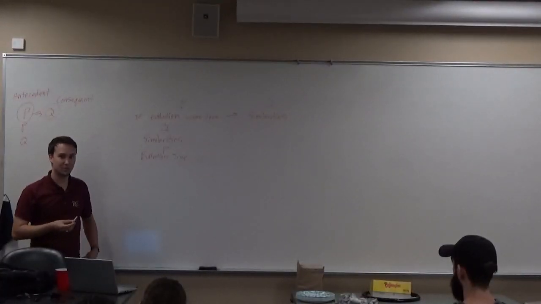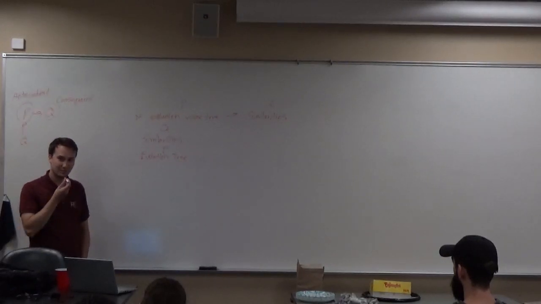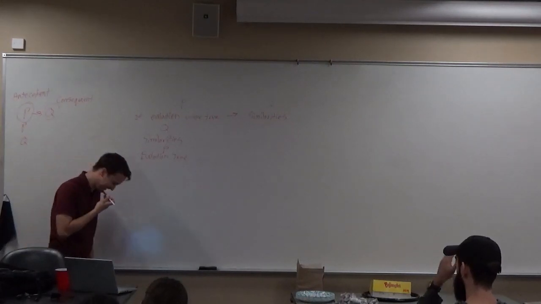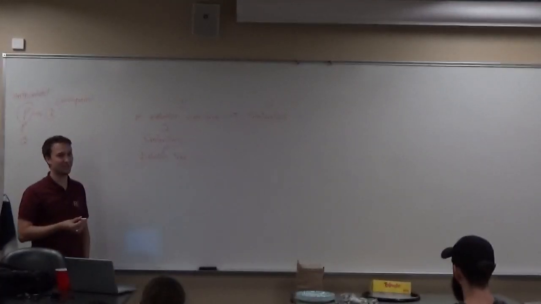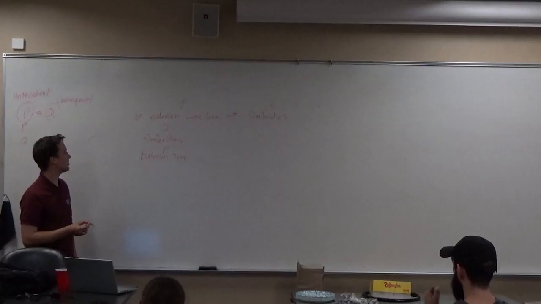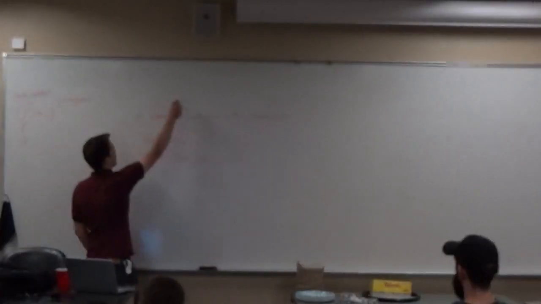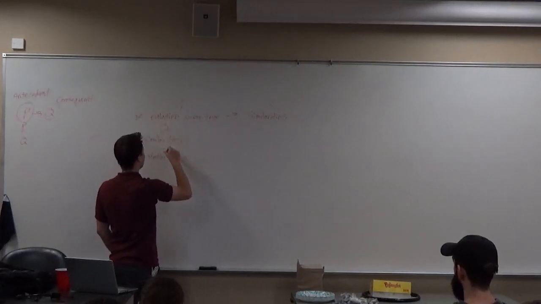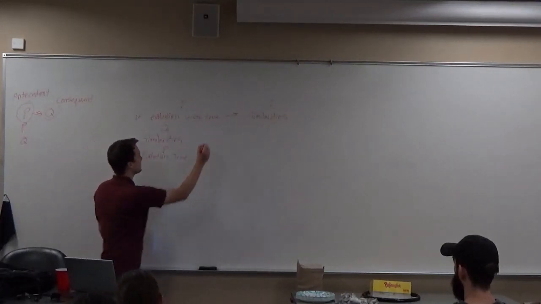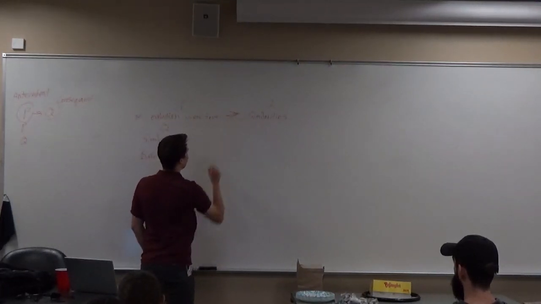This is similar to denying the antecedent. Anyone care to guess what this is called? Not denying the antecedent. True, but not quite true. Affirming the consequent. So rather than denying this and then saying not Q, you're saying, well, Q is true, and so therefore P is true. So you're reversing this if-then arrow.